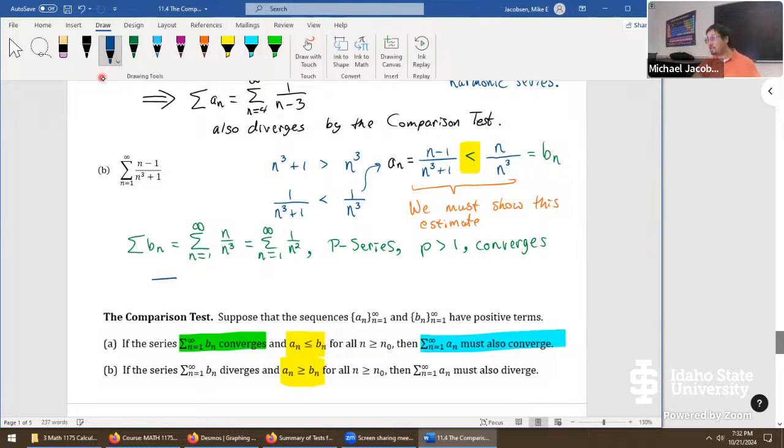So let's say here, this implies the summation of An, which is n goes from 1 to infinity, n minus 1 over n cubed plus 1, must converge by the comparison test.